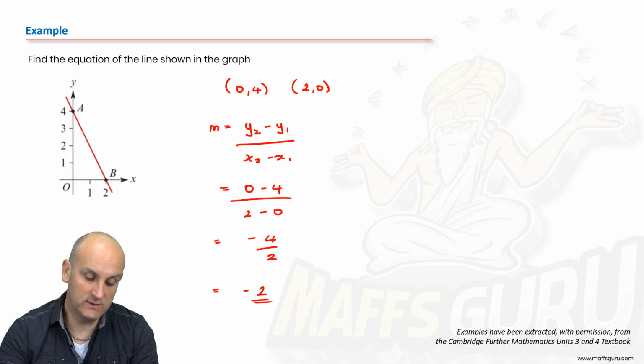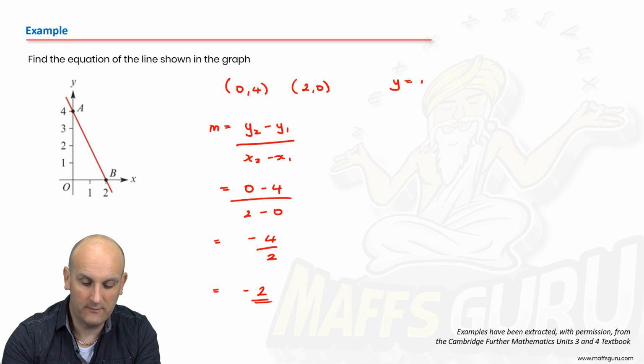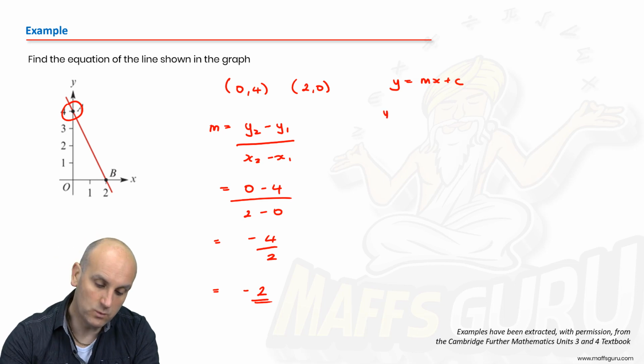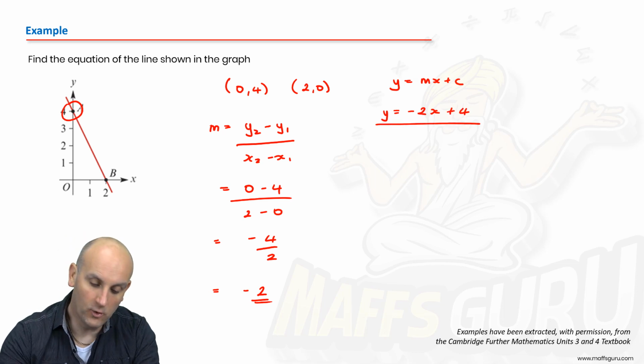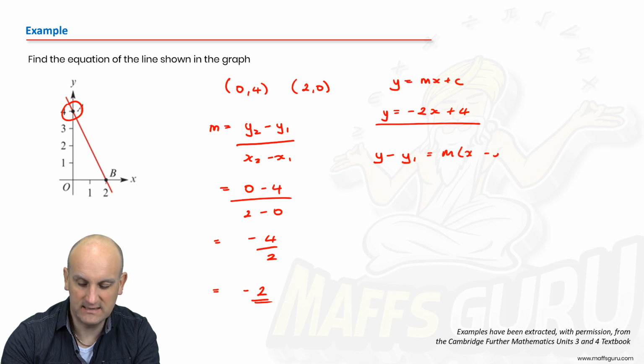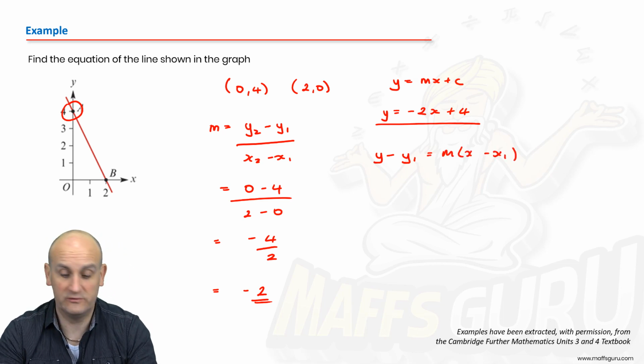I actually, in this situation, could use y equals mx plus c, because they've given me an intercept there, in which case y is equal to the gradient of minus 2x plus c, which is plus 4. That's certainly one way of doing it. Or I can use y minus y1 equals m(x minus x1). And again, this is all down to personal preference.